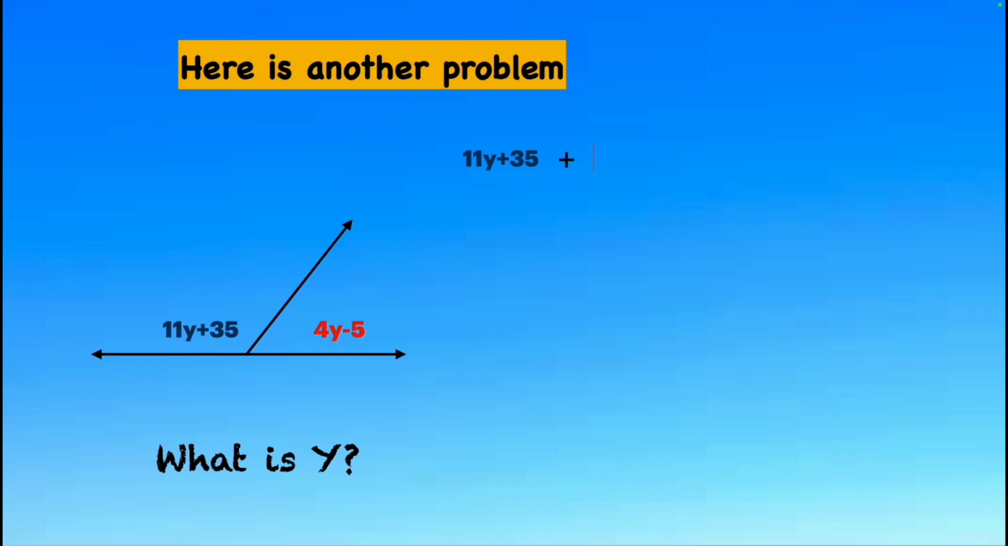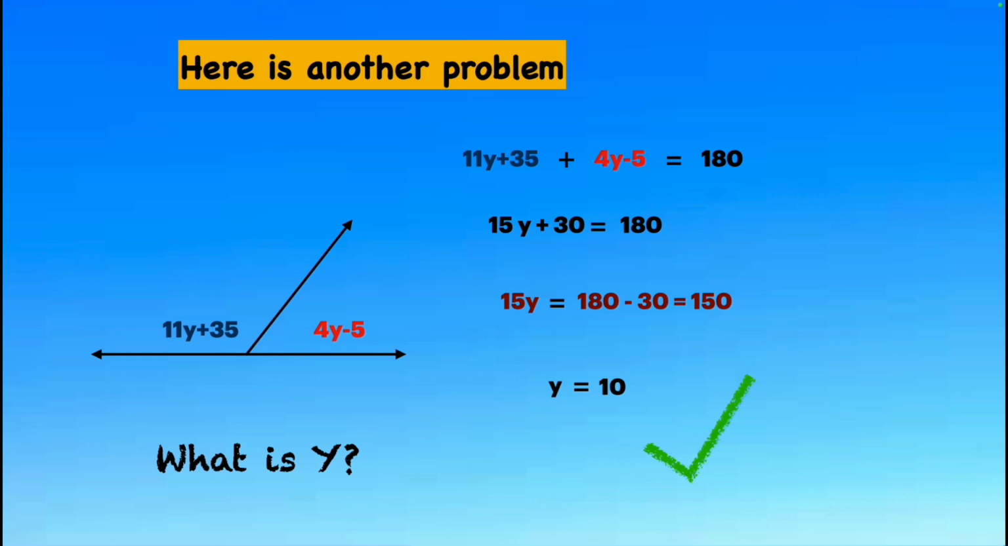Let's look at this one. We have two supplementary angles here. What is y? So we can add the two angles to 180. We got the answer.